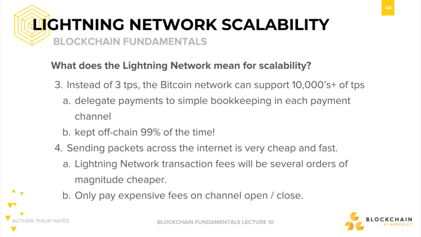What does Lightning mean for scalability? A few other things are, one, you increased your transaction rate from 3 transactions per second to now almost 10,000 plus transactions per second. And this is true for not just Lightning, but pretty much any off-chain payment system. And you do this by taking everything into a private channel or a private bookkeeping system. And as long as people are cooperative and trustworthy, 99% of the time this works out well.